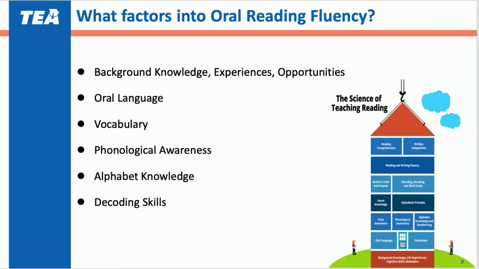What are the things that factor into oral reading fluency? There are several things that contribute to reading fluency. Background knowledge is one of the things that contribute, along with oral language, vocabulary, phonological awareness, alphabet knowledge, and decoding skills. These all work together to develop students' fluency.